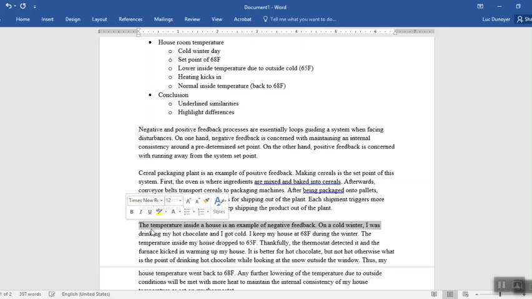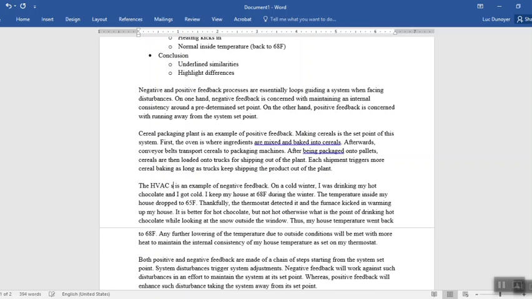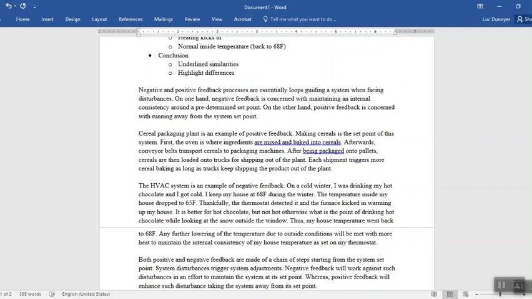Okay, so now we're going to switch. We're going to go to the next paragraph about the temperature inside the house, mirroring the structure. Is that actually the real system? Maybe it's HVAC, right? That's probably the system you want to talk about. And yes, it's a system. So the HVAC system is an example of negative feedback.